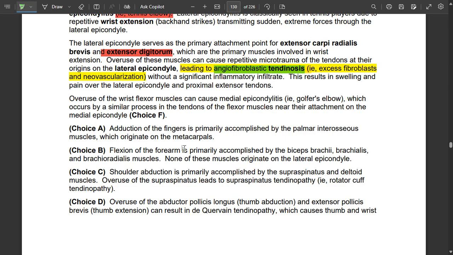Abduction of the fingers is primarily accomplished by the dorsal interosseous muscles, which originate from the metacarpals. Palmar interossei help in adduction, while dorsal interossei help in abduction: PAD, DAB. Flexion of the forearm occurs because of the biceps brachii, brachialis, and brachioradialis muscles, none of which originate on the lateral epicondyle.